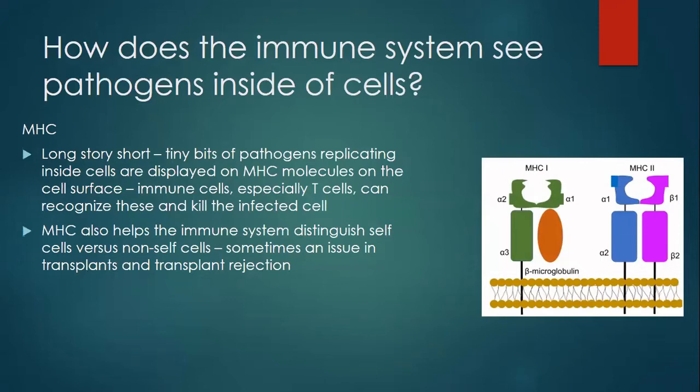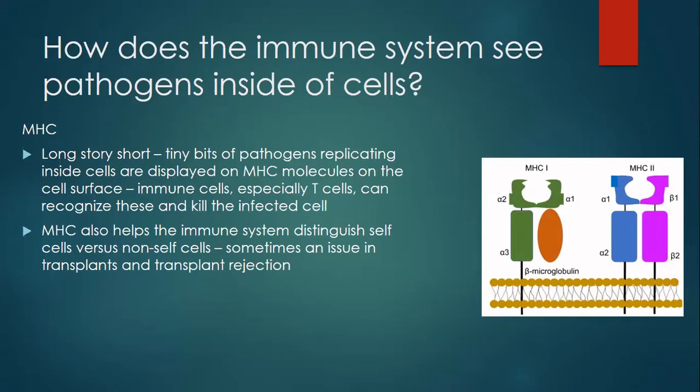So how does the immune system see pathogens inside of cells? It's a really great question, right? Antibodies are floating around in the blood and in the fluid, and they can recognize and bind to things that are out there floating around. But what about if a pathogen is inside a cell? How can we tell that a cell is infected without going inside the cell? Well, it just so happens we have a couple of very important cell surface proteins on all of our cells called MHC, or major histocompatibility complexes.